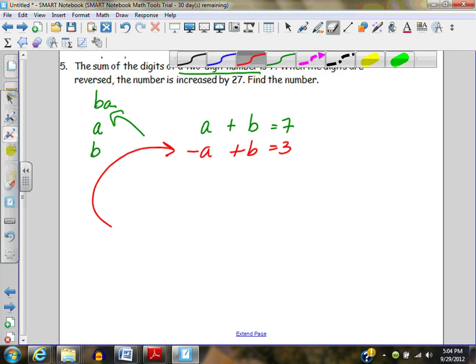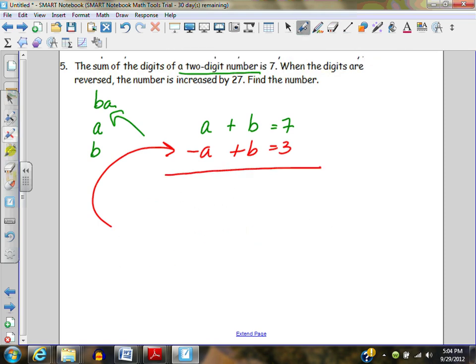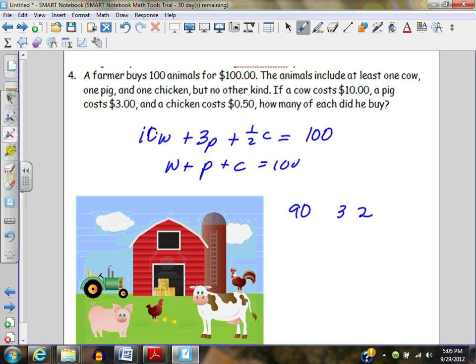I'm going to add these. A minus A is nothing. 2B equals 10. The B is equal to 5. So if the B is 5, the A is 2. So the two numbers they're talking about: the first number is 25, and the second number was 52. And sure enough, when you reverse it, they are 27 different. Isn't that fun? Okay. You can tell where I was doing this before.